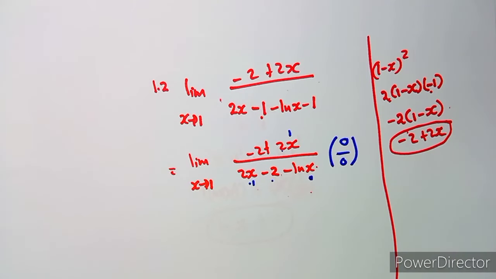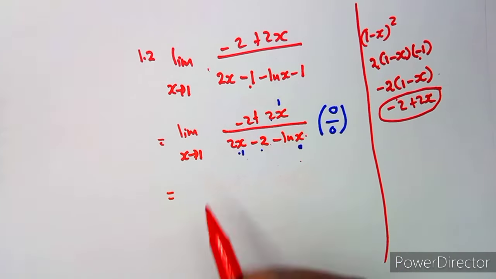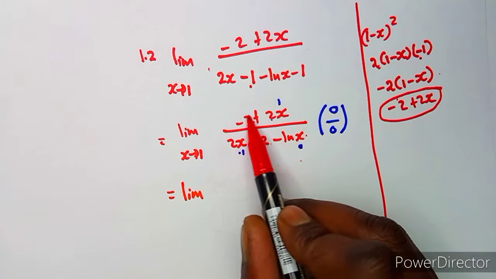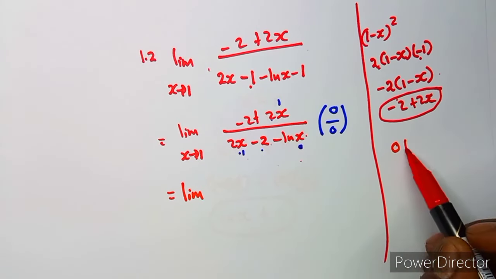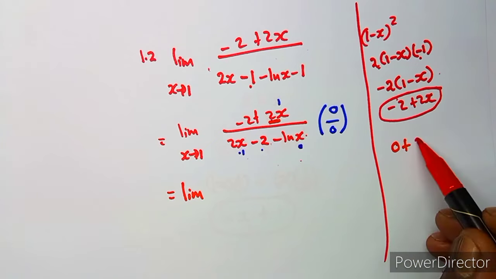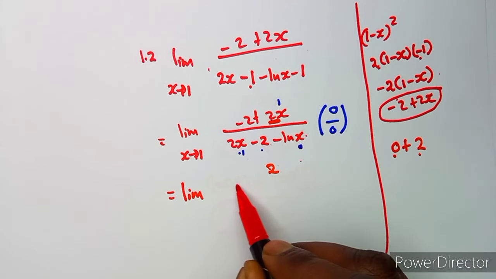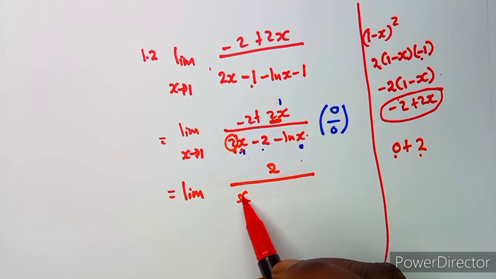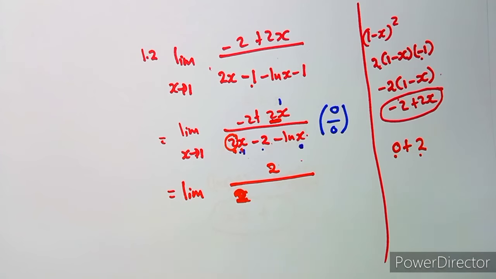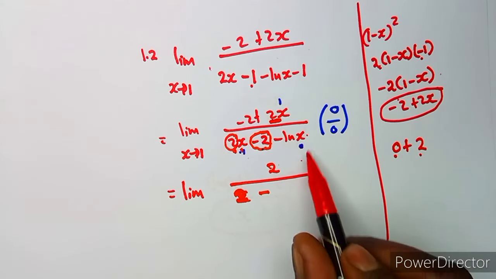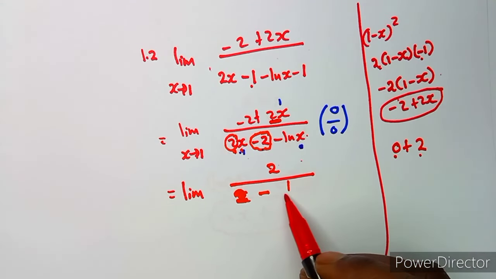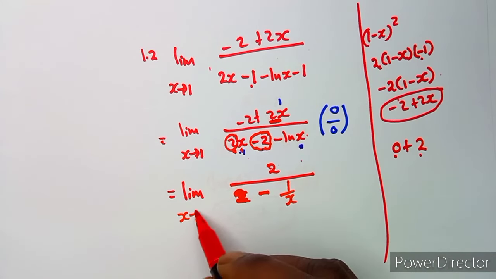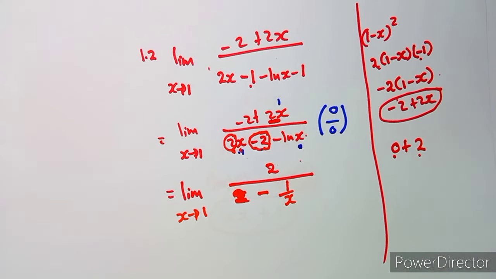So we have to apply L'Hospital's rule again and find the derivative again. So it's going to be the limit of the derivative of minus 2, which is 0, plus the derivative of 2x, which is 2. So 0 plus 2 is 2, over the derivative of 2x, which is 2. And minus 2 is a constant, which gives us a 0 there. Minus the derivative of ln x, which is 1 over x from our previous question, and x is approaching 1.